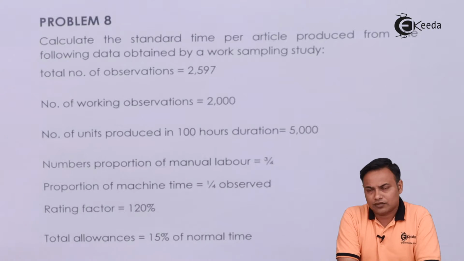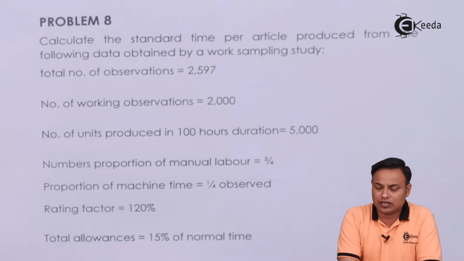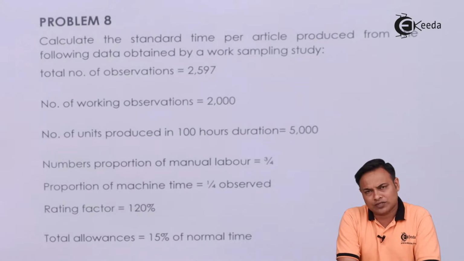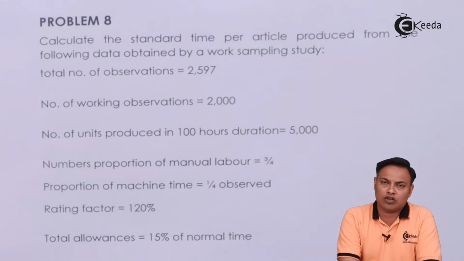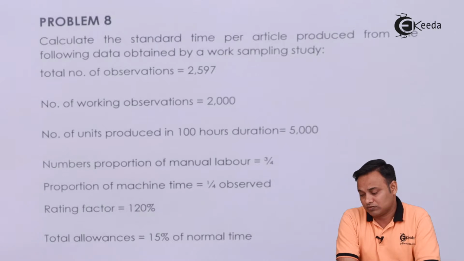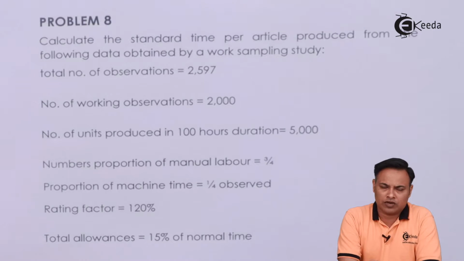Problem number 8. Calculate the standard time per article produced from the following data obtained by a work sampling study. So in the work sampling study we observed 2597 observations. So we observed the movements of workers 2597 times, out of which number of working observations were 2000.